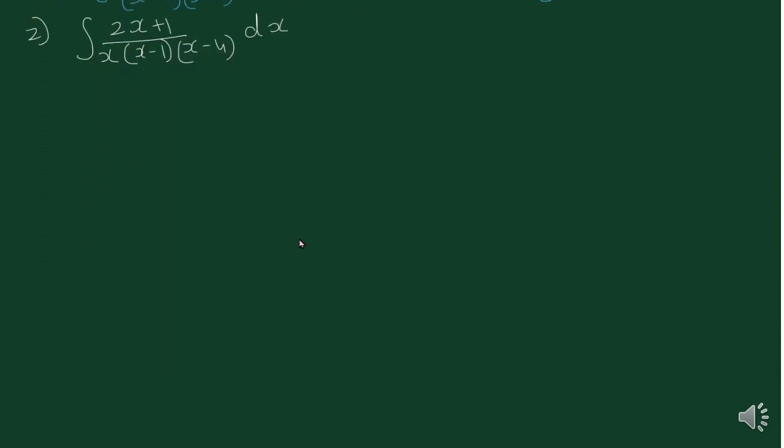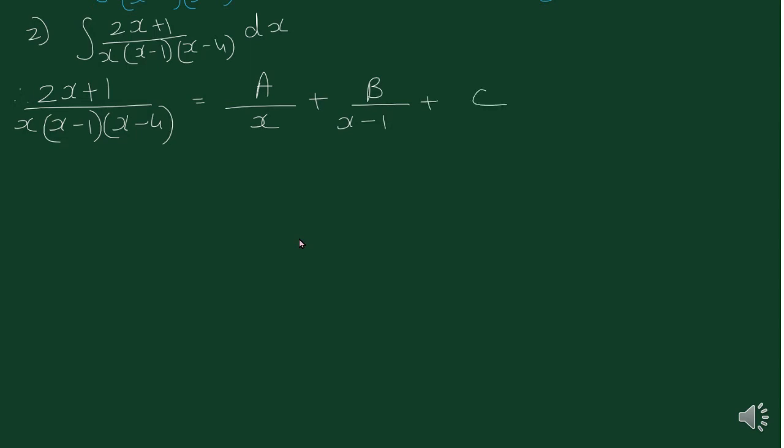Okay, now since there are three terms in the denominator, x, (x - 1) and (x - 4), we write it this way. So (2x + 1) upon x into (x - 1) into (x - 4) becomes a upon x, there are three terms, so b upon (x - 1) plus c upon (x - 4). Again we cross multiply.